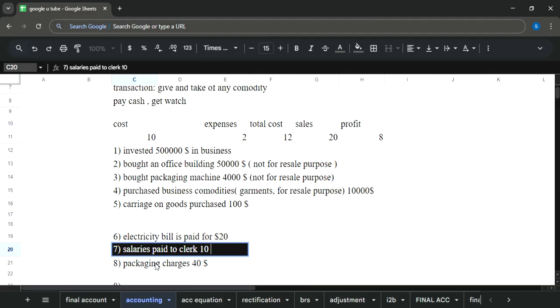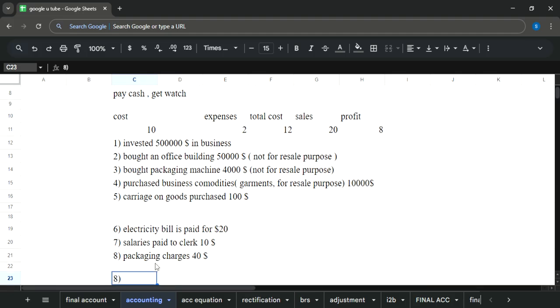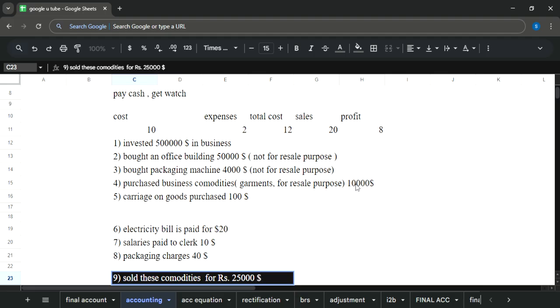In this way, there will be a stage that would come over here. You have sold these commodities or goods. Let's say total commodities we have bought for $10,000, and we have sold these commodities for $25,000. Now here please understand, we have supposed that all of these commodities have been sold out.